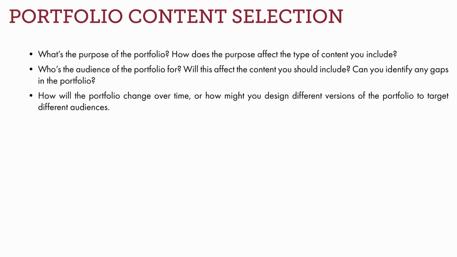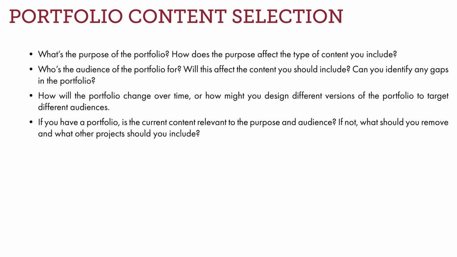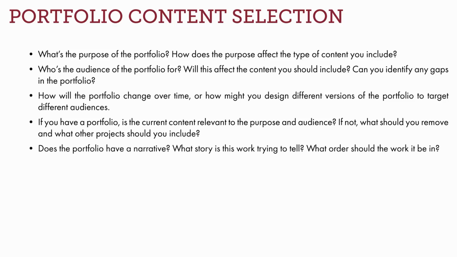So, you have to think about how you are going to evolve this later on, when you're going to need to. If you have a portfolio, is the current content relevant to the purpose and audience? If not, what should you remove and what other projects should you include? Does the portfolio have a narrative? What story is this work trying to tell? What order should the work be in? So you also have to think of the hierarchy of the work as well.